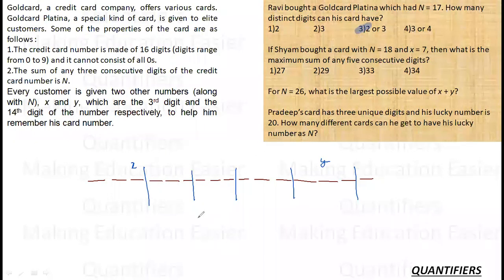Okay. Let's read the next one. Sham bought a card with n equal to 18. So the sum is 18 and x is equal to 7. So this is 7. Then what is the maximum sum of any 5 consecutive digits? So any 5 consecutive digits can be this.